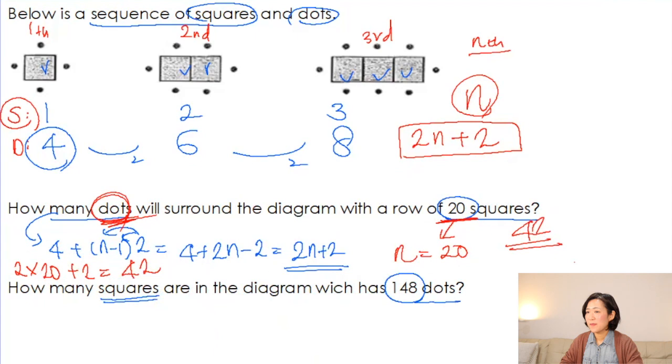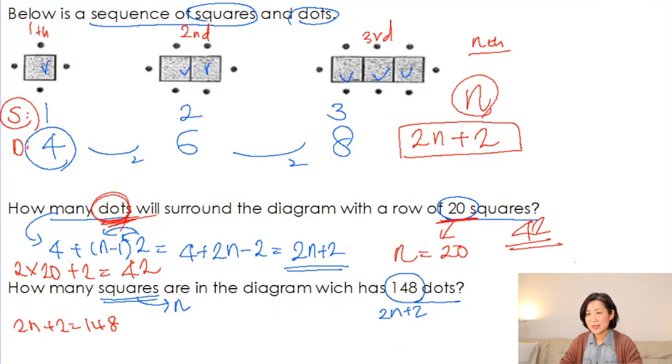Now, your second question is, how many squares are in the diagram which has 148 dots? My spelling mistake, sorry about that. How many squares? Thinking about our square pattern, the square formula is n. And with 148 dots, the dot pattern formula is 2n plus 2. That means 2n plus 2 equals 148. How many squares can you see, right? Then you need to find your n.